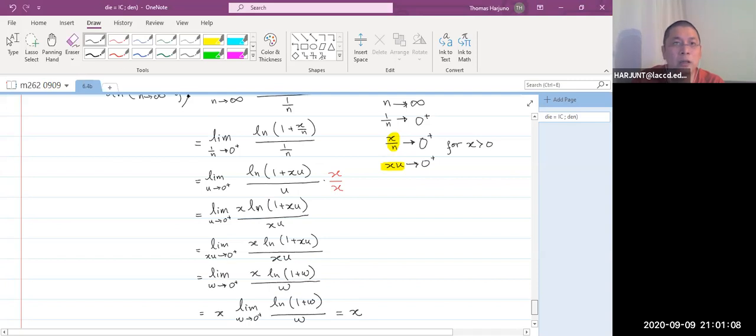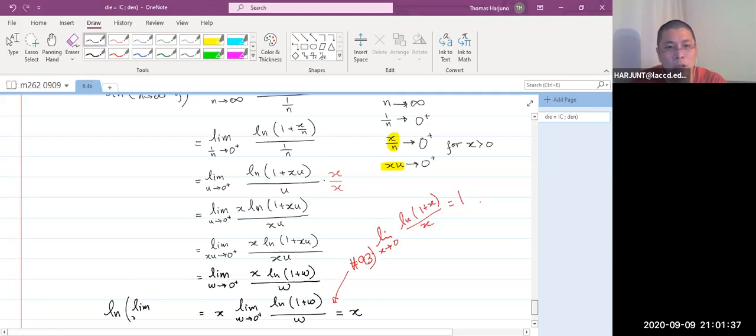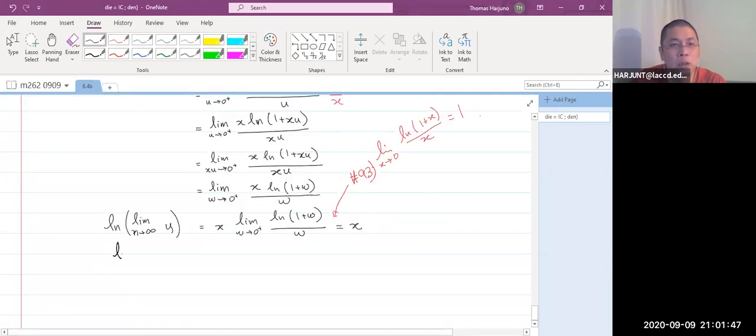But from number 93, the limit as blah goes to 0 of natural log of 1 plus blah over blah is equal to 1. Now, mind you, on the left-hand side, this is natural log of the limit as n goes to infinity of y. So the limit as n goes to infinity of y is equal to e to the x.